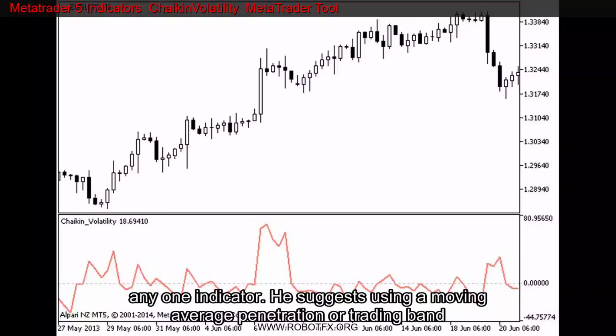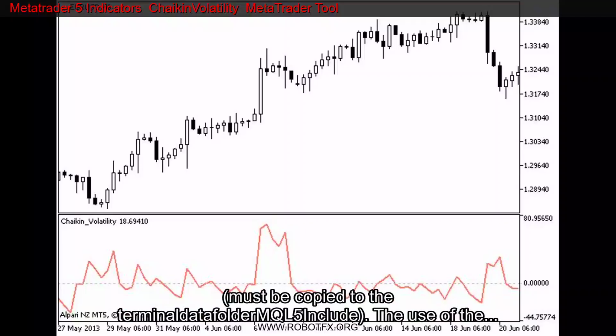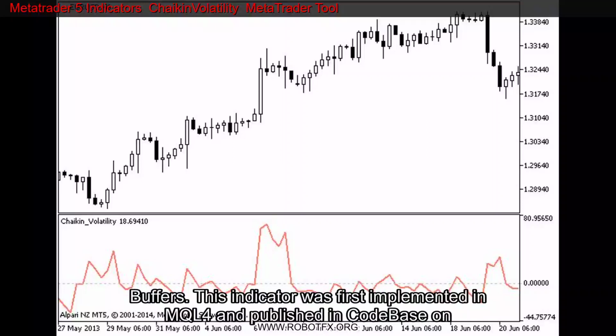The indicator uses smoothing algorithms, but the SmoothAlgorithms library classes must be copied to the terminal data folder in MQL5 Include. The use of the classes was thoroughly described in the article "Averaging Price Series for Intermediate Calculations Without Using Additional Buffers". This indicator was first implemented in MQL4 and published in the Code Base on 08.02.2007. Fig.1. Chaikin Volatility Indicator.